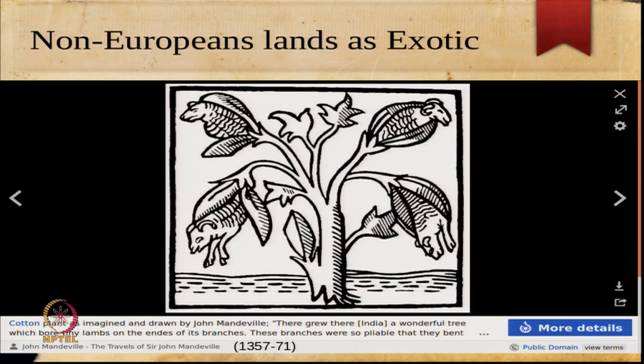says there grew there in India a wonderful tree which bore tiny lambs on the ends of its branches. Now, these are of course fantastical beings and creatures which were presented as real. Now, it is not that everybody believed it, but this fed into as well as built upon the overall assumptions of these non-European lands as places which one had to be cautious about, places which were somehow different from Europe.